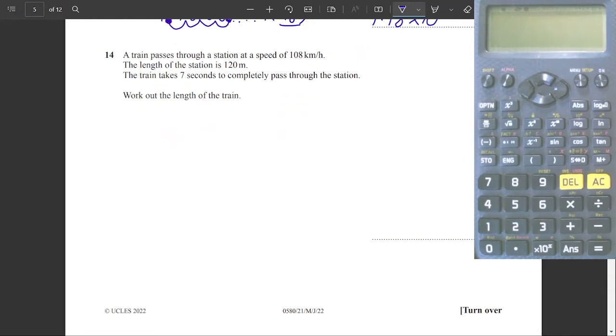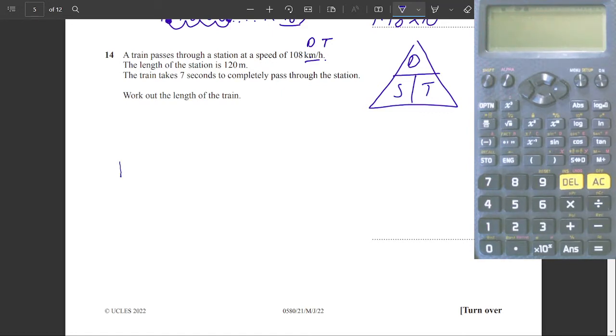Question 14. Oh, they love to ask stuff like this. Right, first of all, we're dealing with speed. So where's our triangle? Speed. What is speed? Speed is kilometers per hour. Kilometers being distance, hours being time. So speed is distance divided by time.